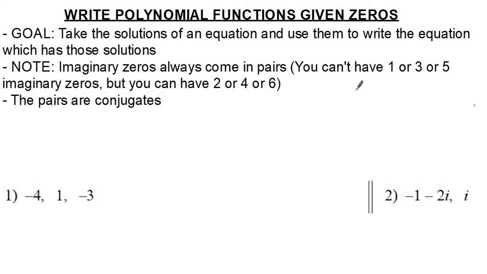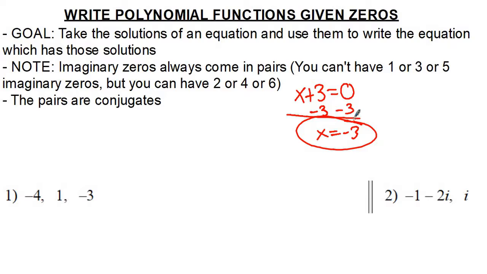Suppose I told you most of the time they will give us an equation and say find the solutions. So for example, they might say x plus 3 is equal to 0, solve that equation. And you would do that by subtracting 3 and you get x equals negative 3. In this example, what we want to do is start right here. We want to start with the equation and we want to wind up back here. We want to write the equation that has negative 3 as a solution.